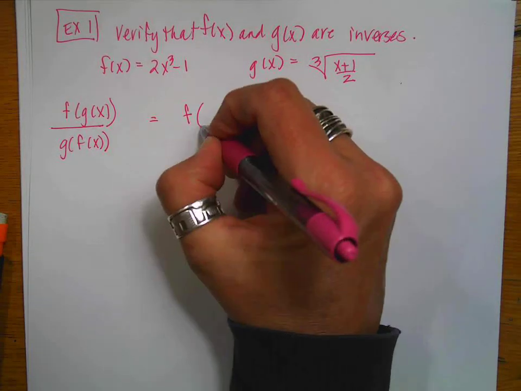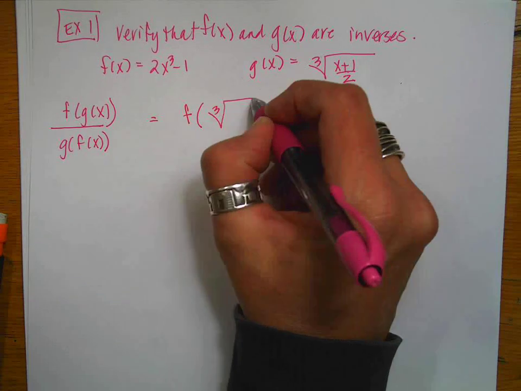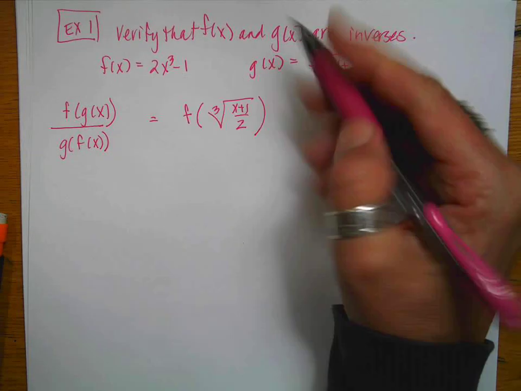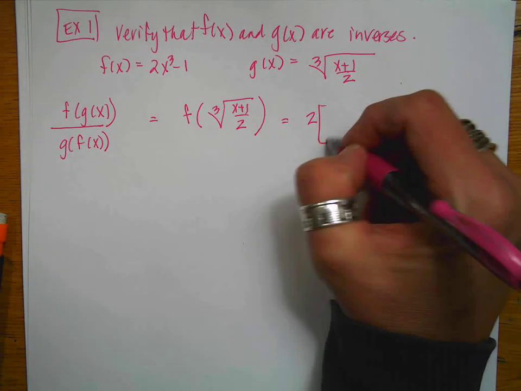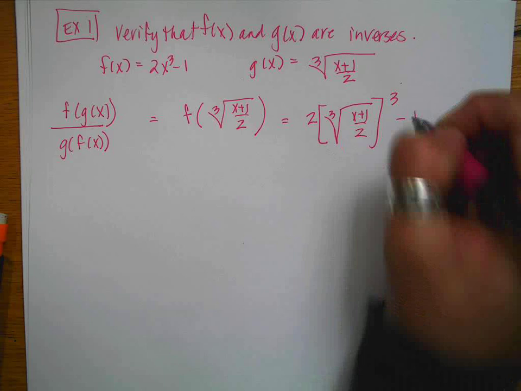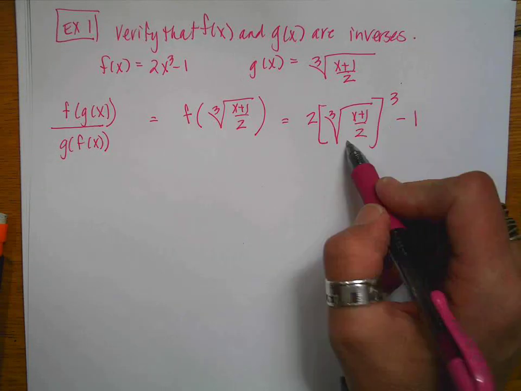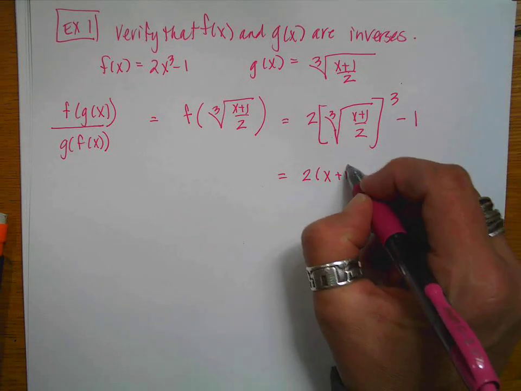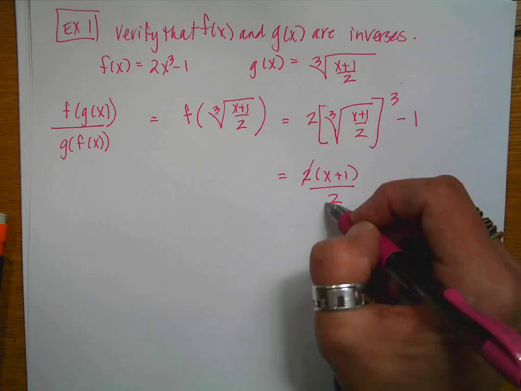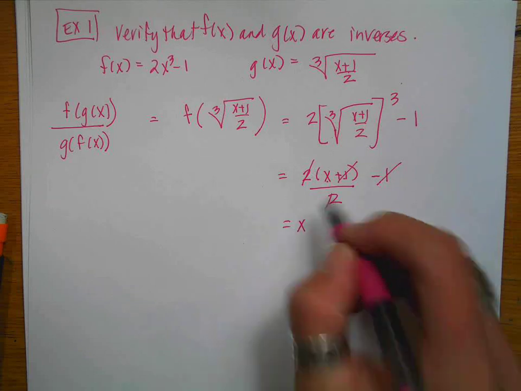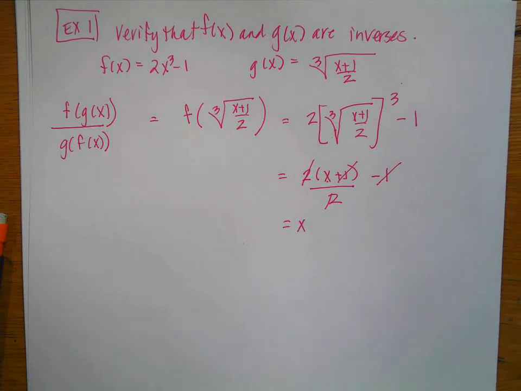Remember, when I do a composition, I'm going to write f of g, which is the third root of (x plus 1) over 2. And now this becomes the input into this function, so that's going to be 2 times the third root of (x plus 1) over 2, to the third power, minus 1. Well, if I raise this to the third power, the roots cancel, so I'm going to get 2 times (x plus 1) over 2. The 2's cancel, there's the negative 1. x plus 1 minus 1, those cancel, and I get an x. Therefore, f and g are inverses of each other.